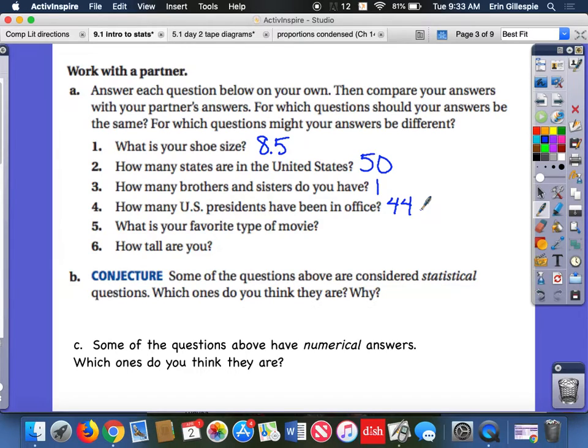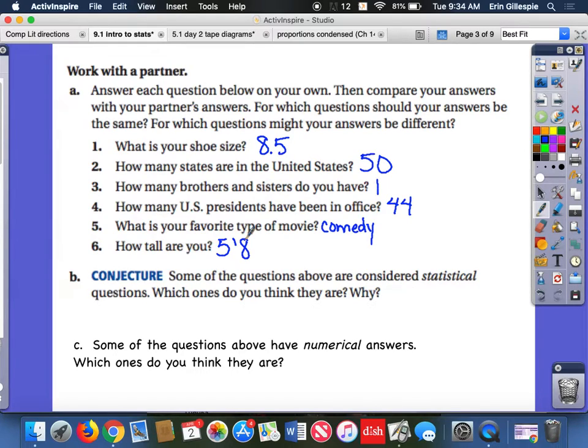We've only had a certain number of presidents, so we don't all have a different answer to that, or if we do, it's just because we didn't know the correct answer. Number 5, what's your favorite type of movie? My favorite type is comedy. But again, I'll bet every single person that watches this video doesn't also love comedies. There's a variety of answers we would expect here. And how tall are you? Well, I'm 5'8", but again, I'm guessing there's a lot of you that are, for the most part, in 6th grade, shorter than that, right? There might be a few of you that are the same height as me.